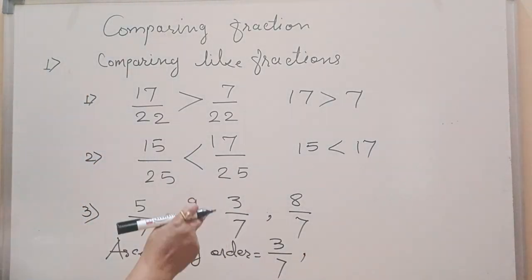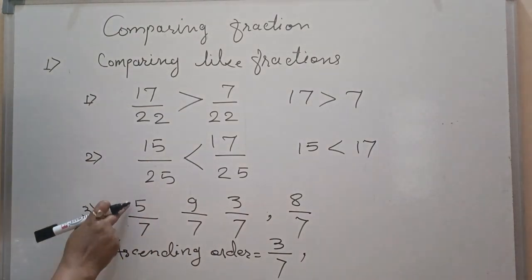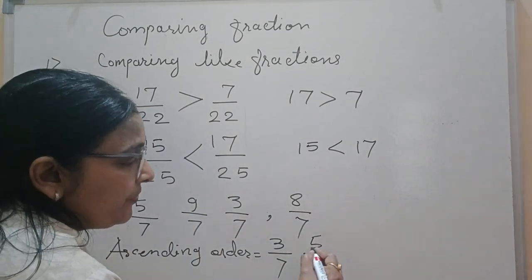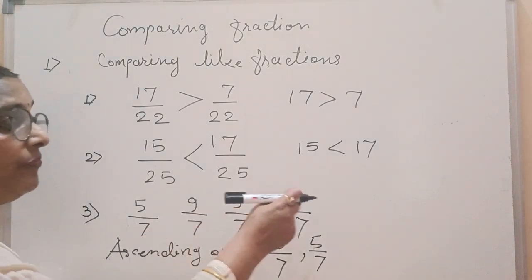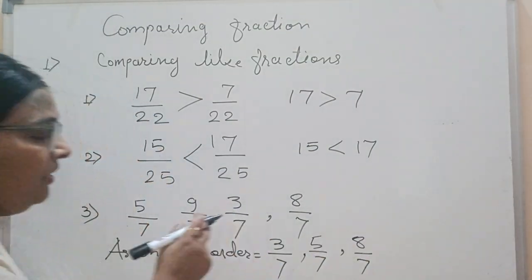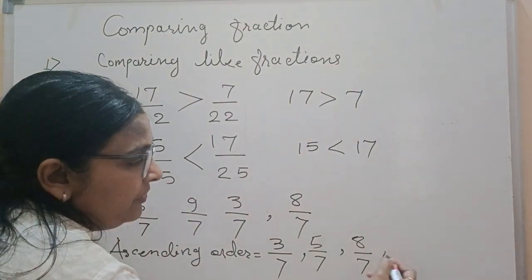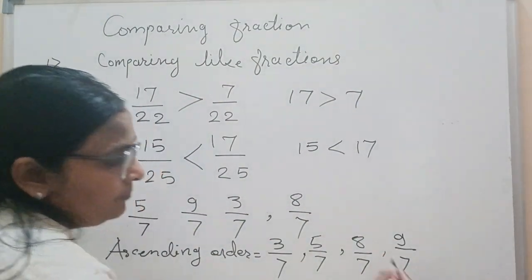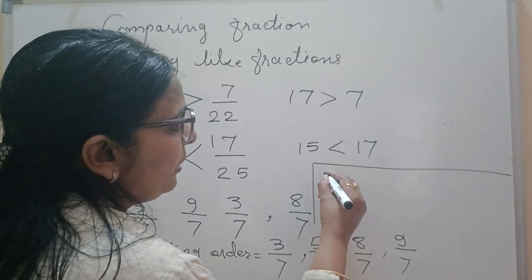After that, next 5. 5 by 7 I will write. Next is 8, so 8 by 7. And last I will write 9 by 7. Descending order I am going to write here.